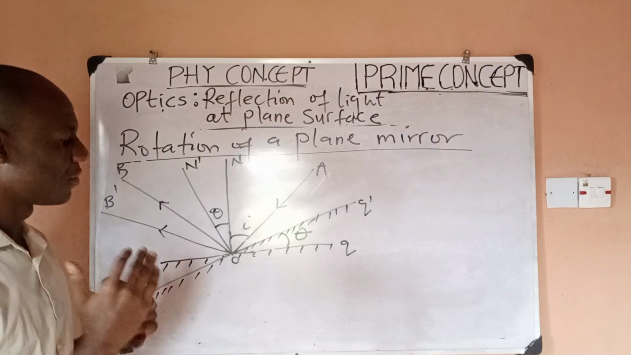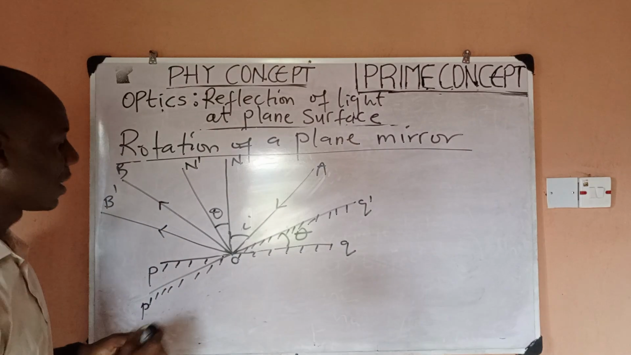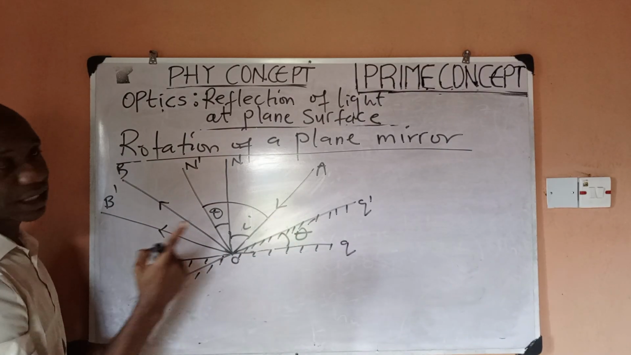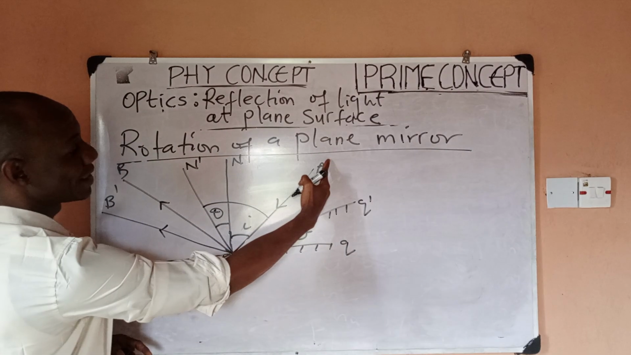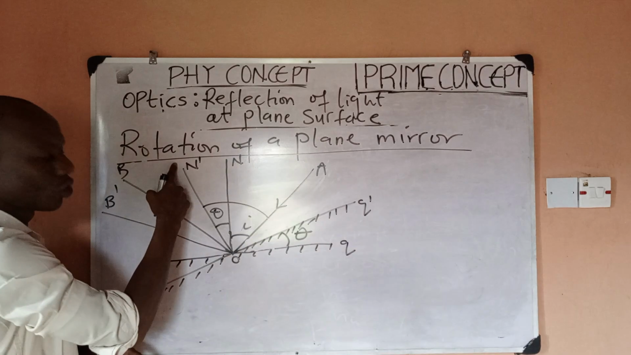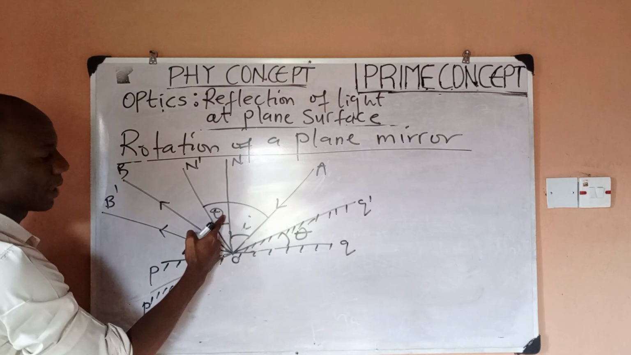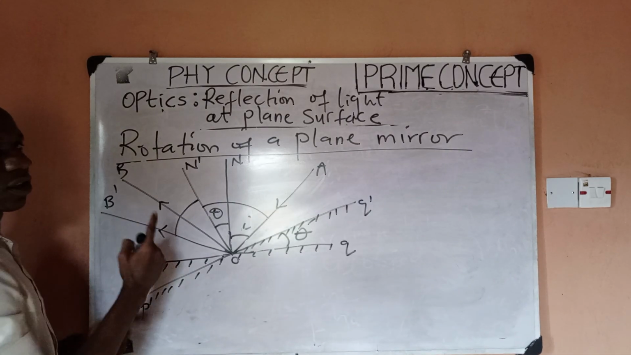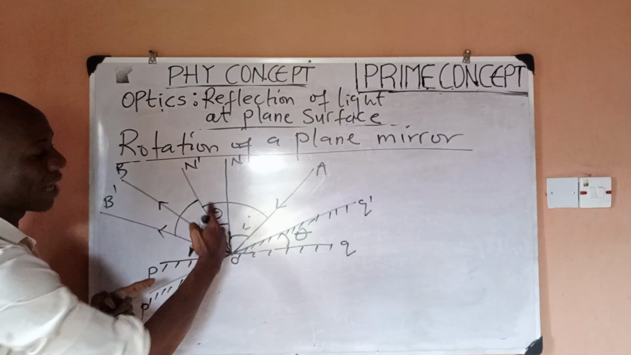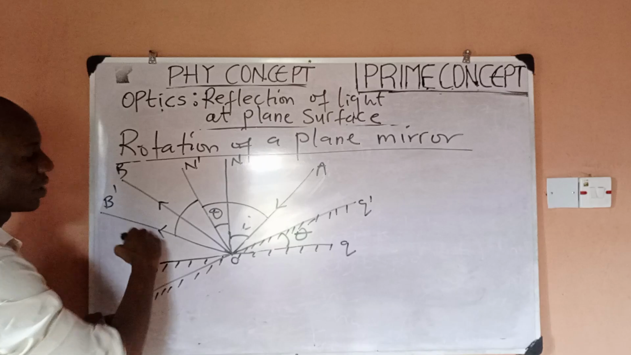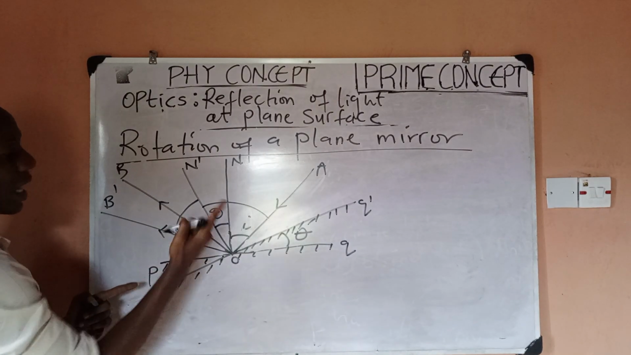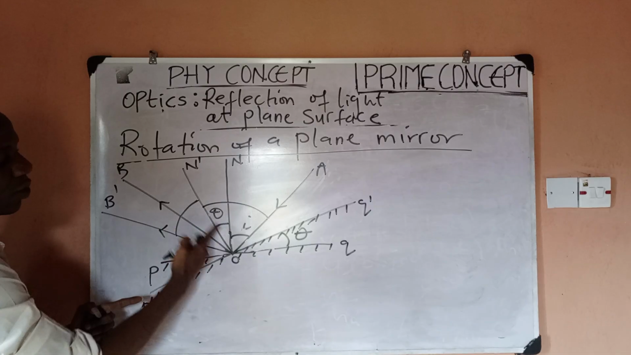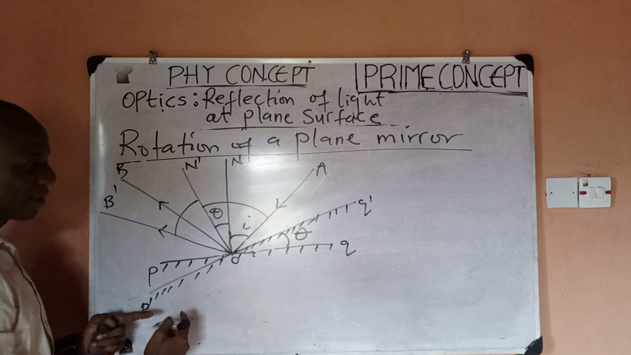If you consider this diagram well, you notice that this whole angle, which is now the angle between your incident ray and your new normal, is I plus theta. And of course, from the law of reflection, the angle of incidence should be equal to the angle of reflection, so you also expect this whole angle to be I plus theta.